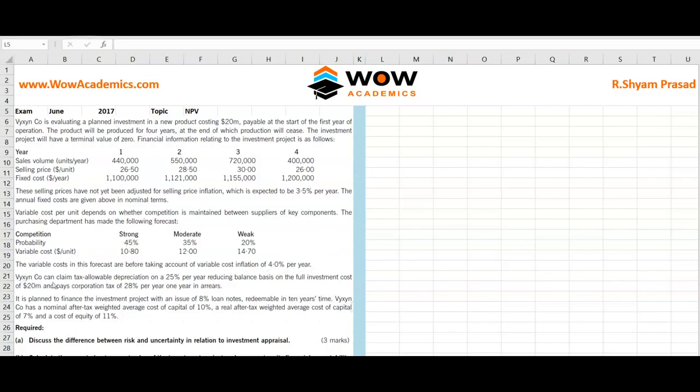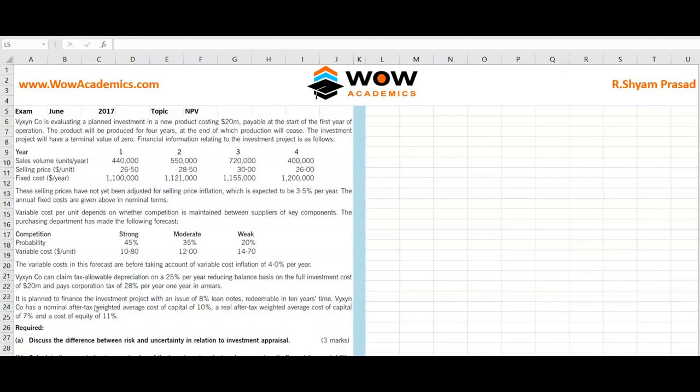They also say VCO can claim tax allowable depreciation at 25% per year, reducing balance basis. So it's a written down value basis on the full investment cost of 20 million, and the company pays corporation tax of 28% per year, 1 year in arrear. So the tax is going to be 1 year in arrear, so the years we have to calculate are 1 to 5.